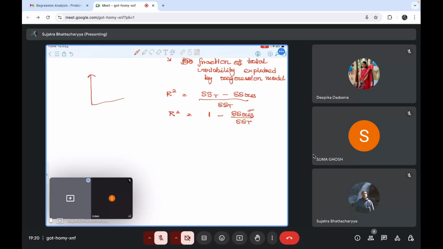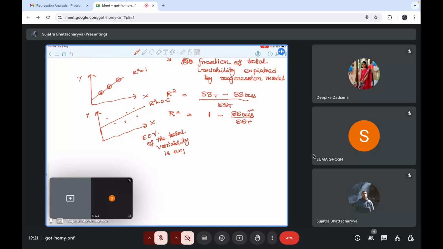The meaning is simple. Suppose this is your x and y axis, and this is your fitted line, and all the points are on the line. Then the regression model is explaining the entire data set well, so your R square is equal to 1. 100% of the total variability is explained. However, if you have data which is somewhat scattered and you draw a line like this, you may get about 0.6. Nobody knows, I'm just writing arbitrarily. So you can get less than 1. What does 0.6 mean? 60% of the total variability of the data is explained by the regression model.